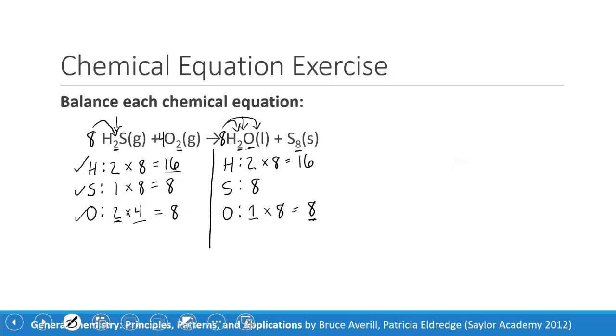Okay, so my final balanced chemical equation is going to be 8H2S plus 4O2 yields 8H2O plus S8.